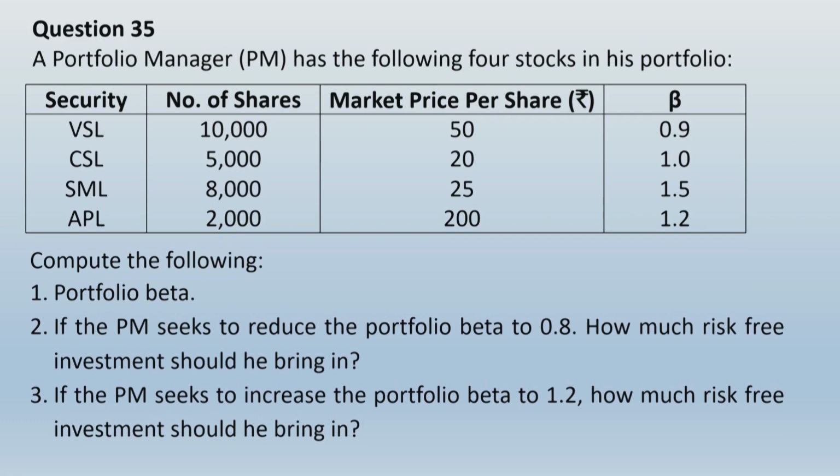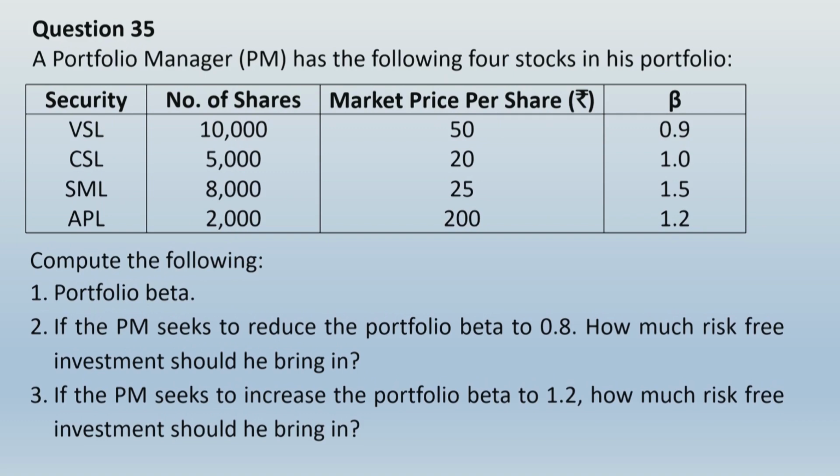Second thing what is asked, if the PM, that is portfolio manager, seeks to reduce the portfolio beta to 0.8, how much risk-free investment should he bring in? Now of course risk-free investment will have its beta as 0, that can be our assumption. In absence of any information, we will always assume that the beta of risk-free security will be 0. Thereafter, if you want to reduce the portfolio beta, you can definitely include some portion of your investment in risk-free securities, and that will definitely bring down your portfolio beta. We can work out that as well.